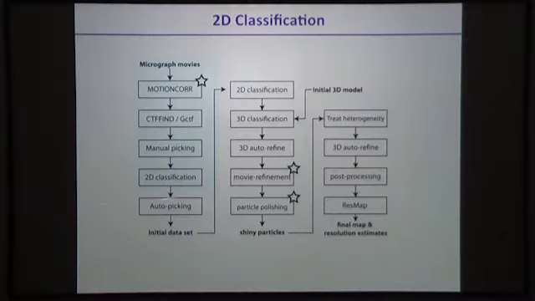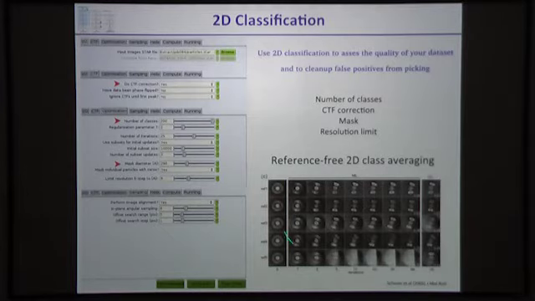Okay, so now we have all of our particles, and the next step would be to run 2D classification in order to get an idea of the quality of our data set and to clean it up from badly picked particles and false positives. So Sjors already discussed how 2D classification works yesterday. So I'll just go through the different parameters that we can adjust in order to get it to work for our data set. That would be the number of classes that we use, although probably using 200 will work for most cases.